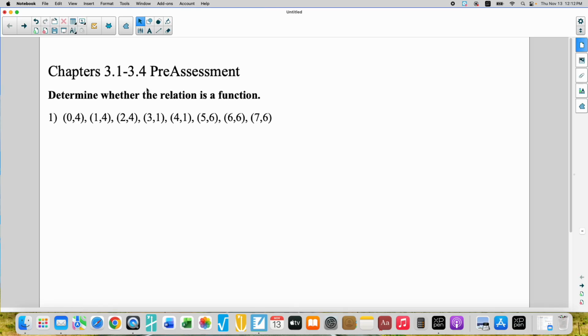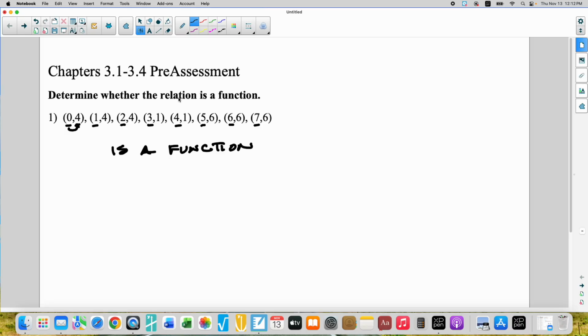So meaning if we input, we see in this one, if we input 0, our output is going to be 4. No other place should we input 0 and not get 4. So we're looking at each of the inputs to see if they repeat, and they don't repeat anywhere. So this is a function because there are no repeating inputs with different outputs.